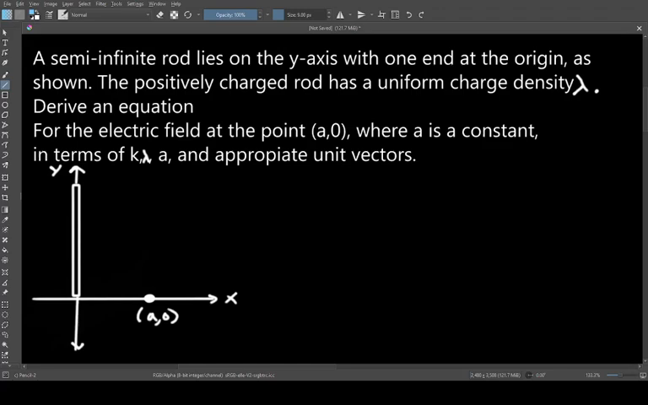Okay, a semi-infinite rod lies on the y-axis with one end at the origin as shown. The positively charged rod has a uniform charge density lambda. Derive an equation for the electric field at the point (a, 0), where a is a constant, in terms of k, lambda, a, and appropriate unit vectors. So we want to find the electric field.